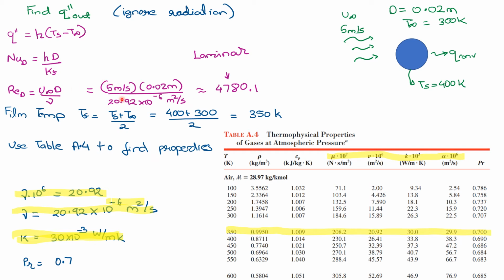Now we substitute these properties in the formula for the Reynolds number. We know what our u is, we know the diameter, and we substitute in the viscosity. The value that we get is 4780.1, which is far less than the critical Reynolds number of 5 times 10 to the power 5. So our flow is a laminar flow. Now that we know our flow is laminar, we can look for a correlation for our Nusselt number Nu.